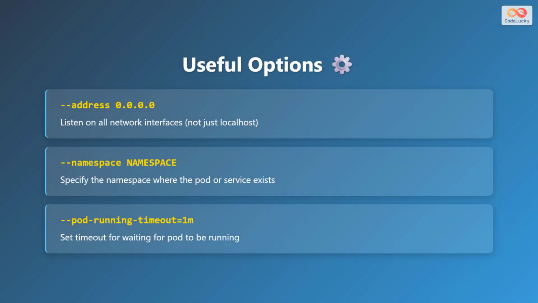There are several useful options you can use with port-forward. The --address 0.0.0.0 flag makes the port forward listen on all network interfaces, not just localhost. The --namespace flag lets you specify which namespace contains your pod or service. Finally, the --pod-running-timeout flag sets how long to wait for the pod to be in a running state before establishing the connection.